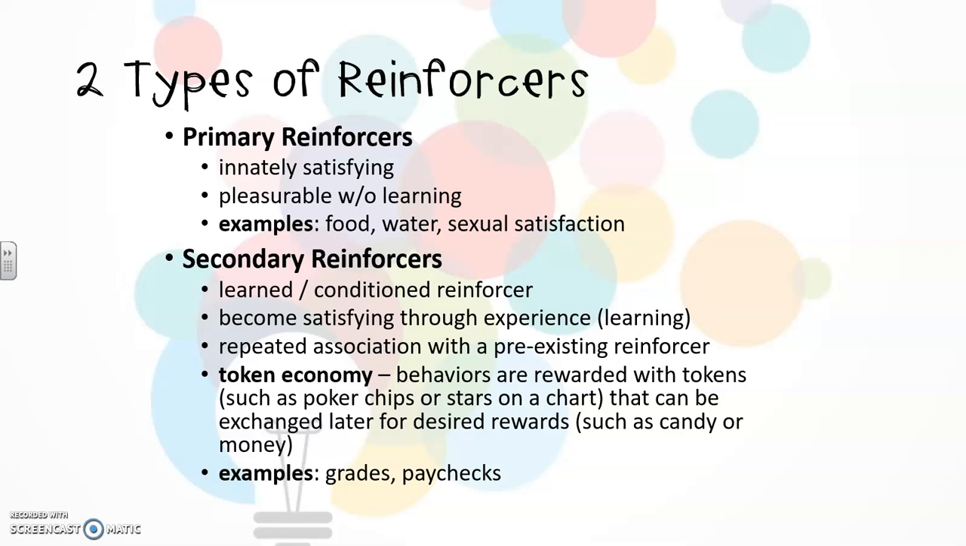We do have two types of reinforcers. We have our primary reinforcers and then our secondary reinforcers. Our primary reinforcers are ones that are satisfying our biological needs, whether it's food or water or sexual satisfaction. And then we have our secondary reinforcers, which are our learned conditioned reinforcers. You learn to be satisfied through a certain experience.